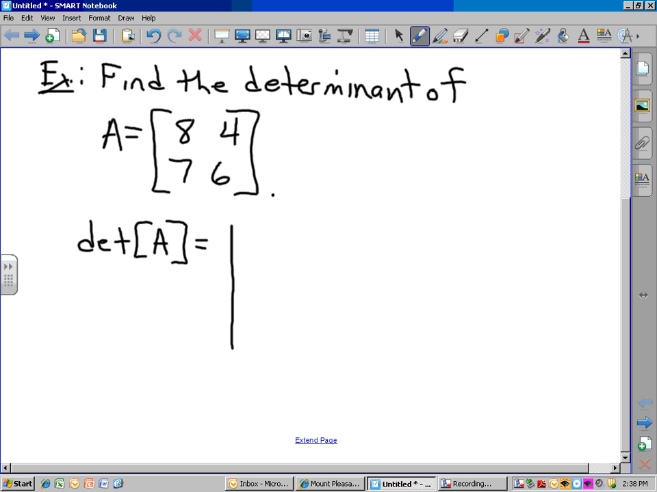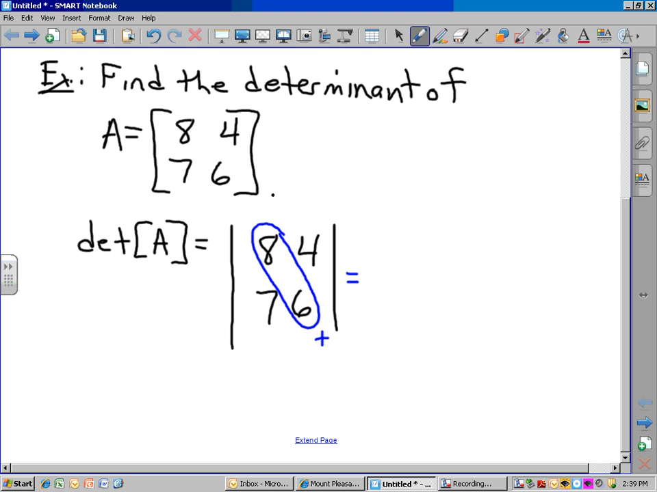If we write a matrix as a determinant, we replace the brackets with what looks like absolute value bars. And that signifies that we are going to take the determinant. To do the determinant of a 2 by 2, we are simply going to look at the diagonals. We're going to multiply. So here's a diagonal, 8, 6. We're going to multiply those together and add that.